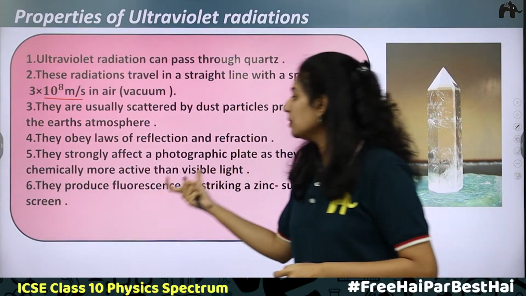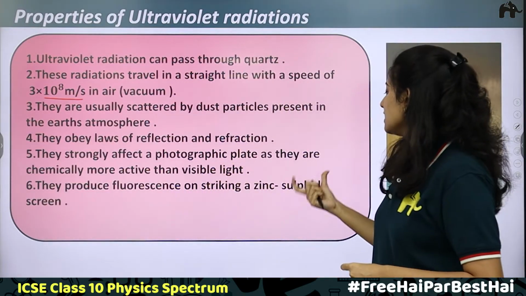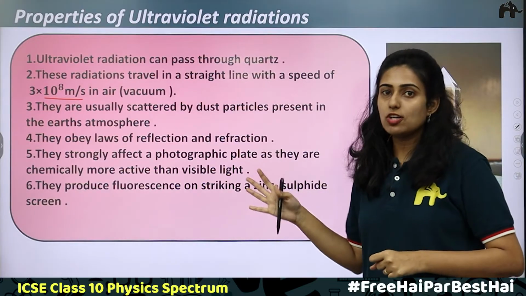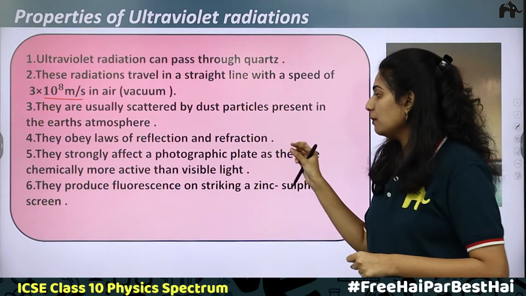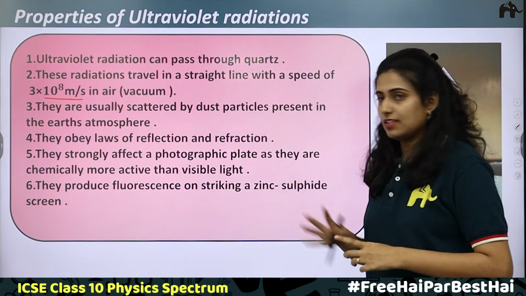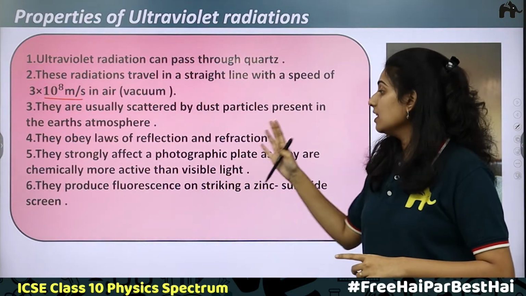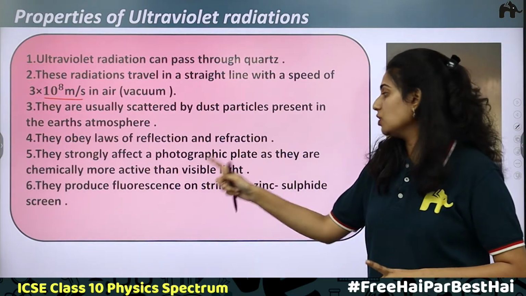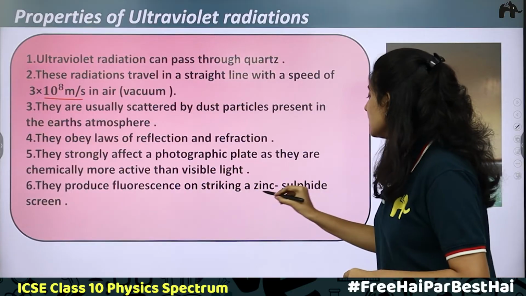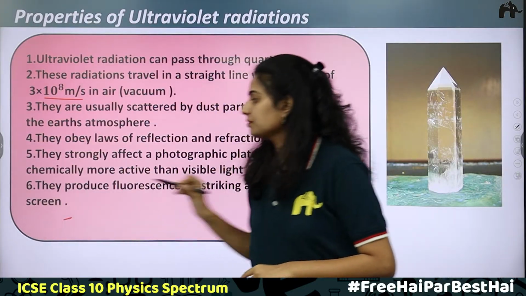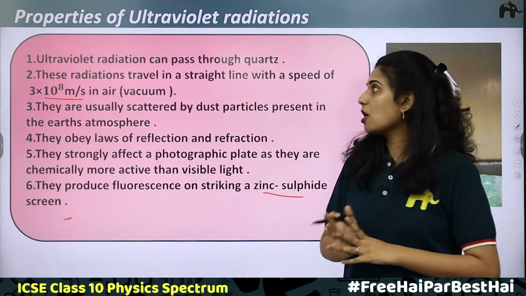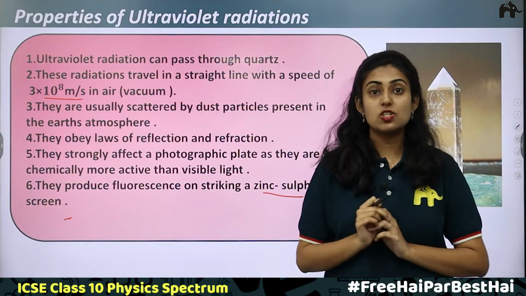Next point, they produce fluorescence on striking a zinc sulfide screen. You know what fluorescence is? At night time you will see some glittering effects due to fluorescence. So these ultraviolet radiations can produce fluorescence when they strike a zinc sulfide screen. These are the important properties of ultraviolet radiations or UV rays.